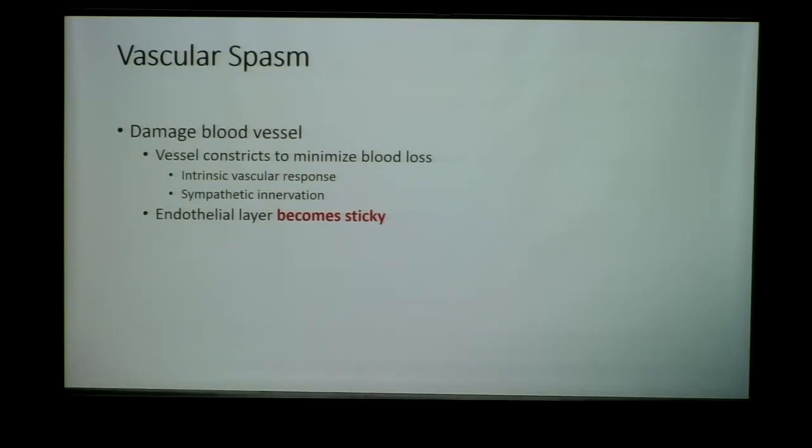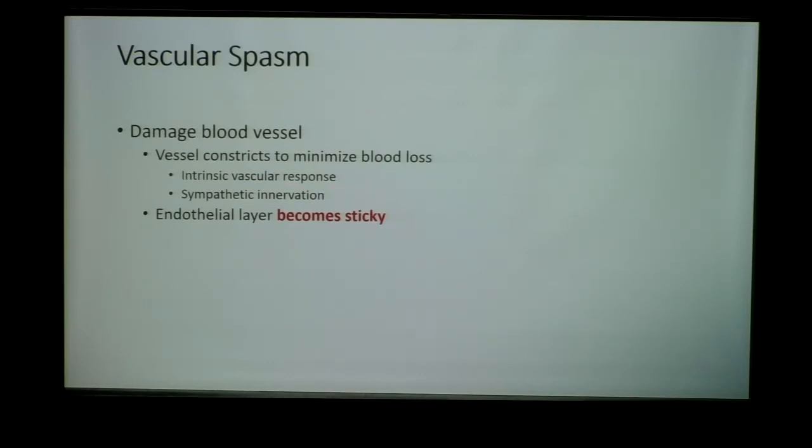Now, there are two mechanisms to facilitate this. There's an intrinsic ability of the vessel, part of the natural vascular response to vasoconstrict, but we also involve the sympathetic nervous system, which we know is a potent vasoconstrictor with some neurotransmitters that we already spoke about, okay? This also begins another process. This begins a process called platelet adhesion by creating this sticky nature to the endothelial layer.